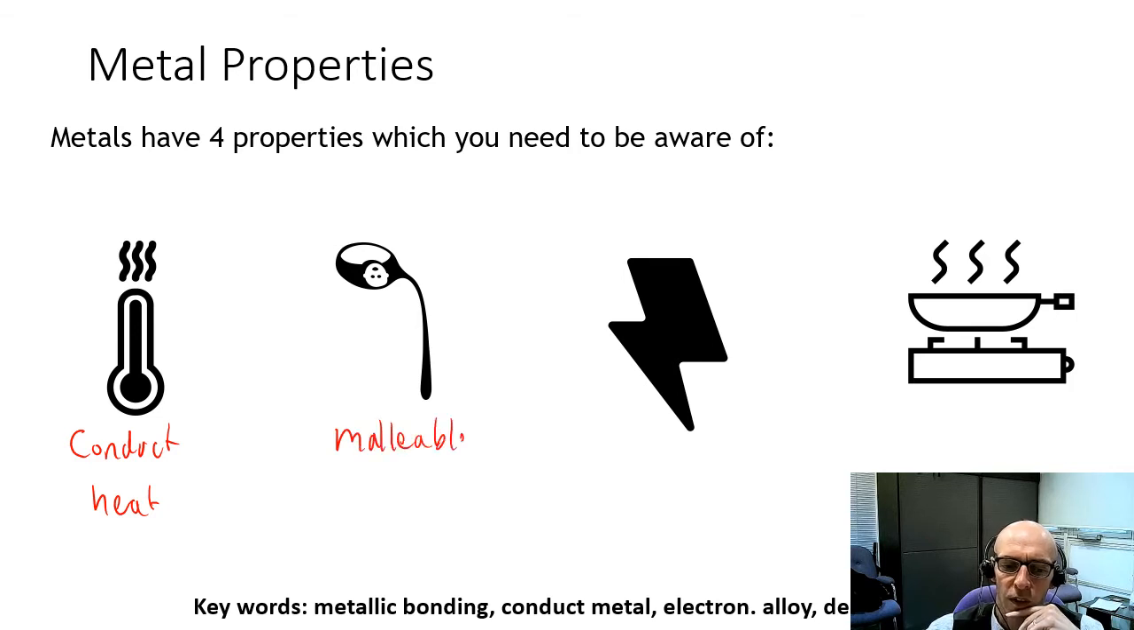Metals are malleable. The way I remember it is if you hit them with a mallet, they're not brittle, they bend. So look at this bent spoon. They're malleable. Those positive ions can slide over each other.